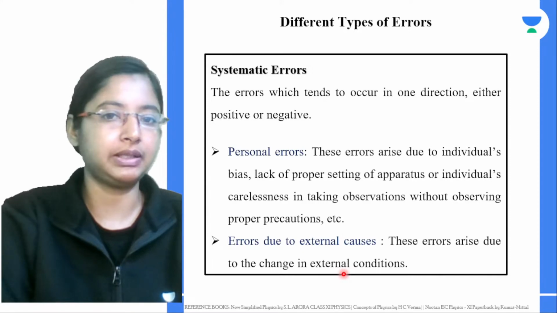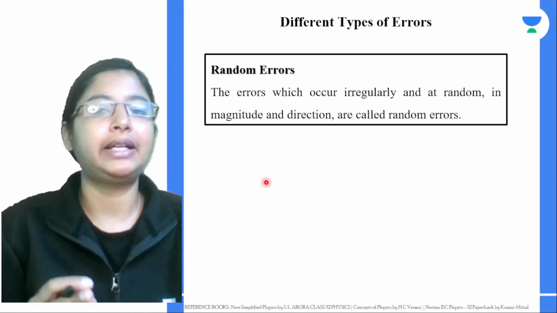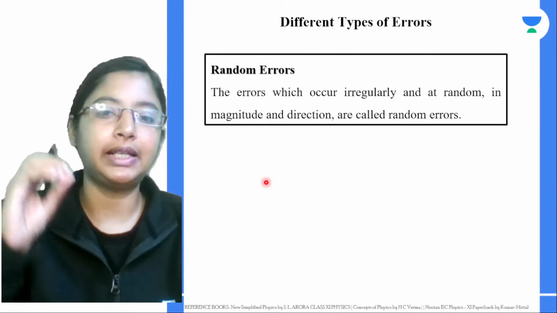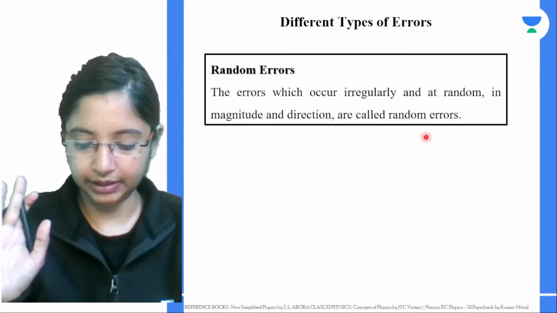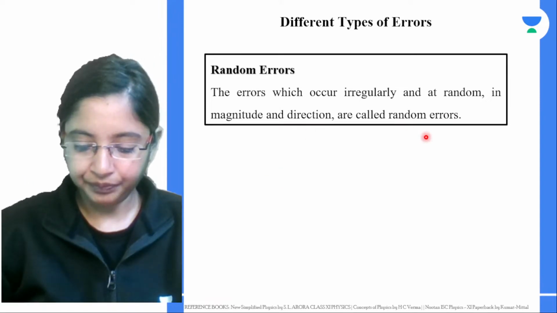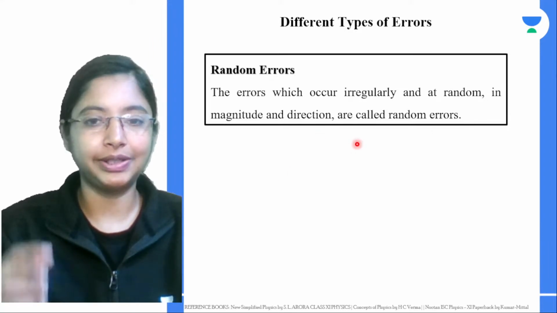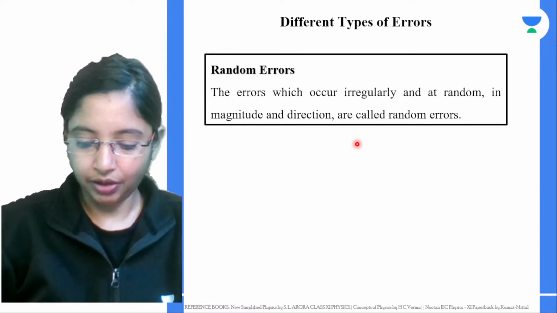Okay, these come under systematic errors. Next, what are random errors? These are errors which occur irregularly and at random. These errors vary in terms of magnitude as well as in direction, so they are called random errors. They could arise because the person who is taking the readings is not being very attentive.